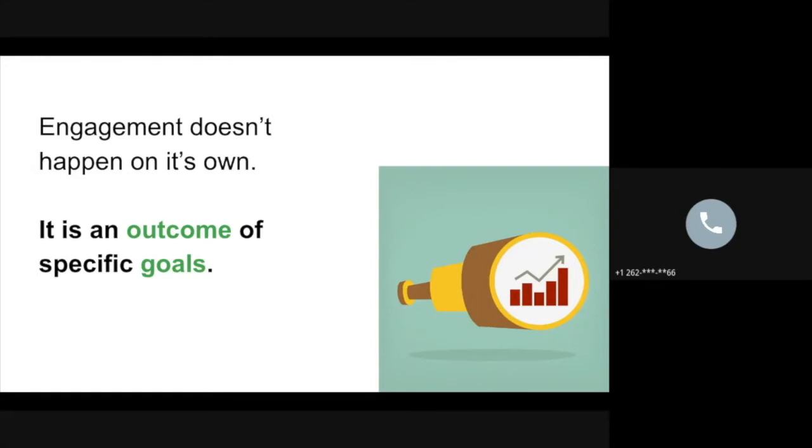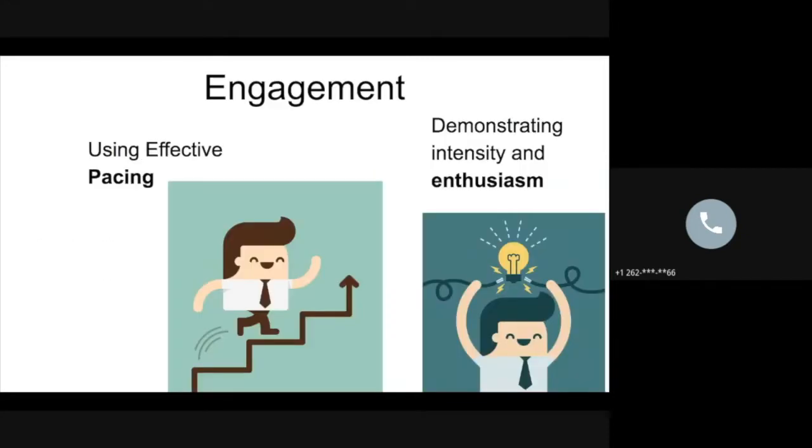Next slide. We will talk about strategies that can lend themselves to providing effective pacing and how to keep track of how we keep kids on track. When learning goes too fast or we present information too fast, that's not good. If we're too slow, they lose interest. We're also going to talk about ways to demonstrate intensity and enthusiasm.